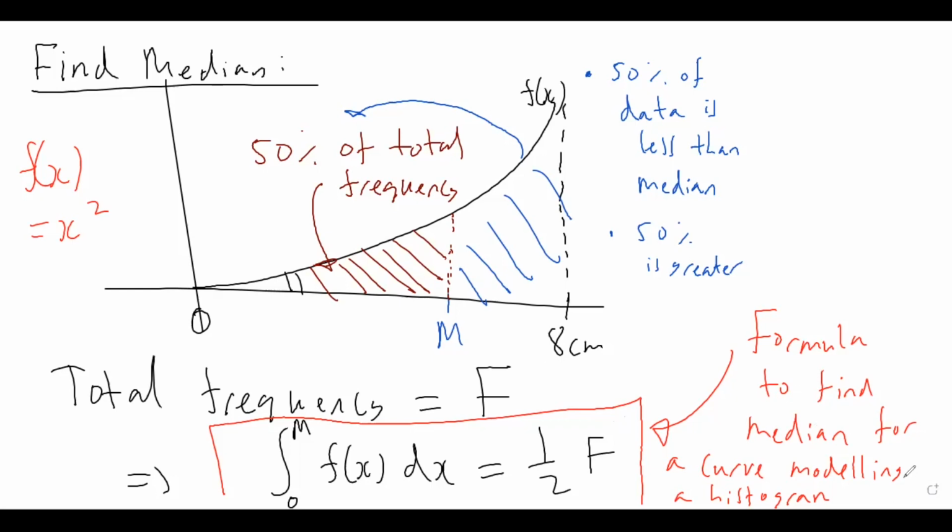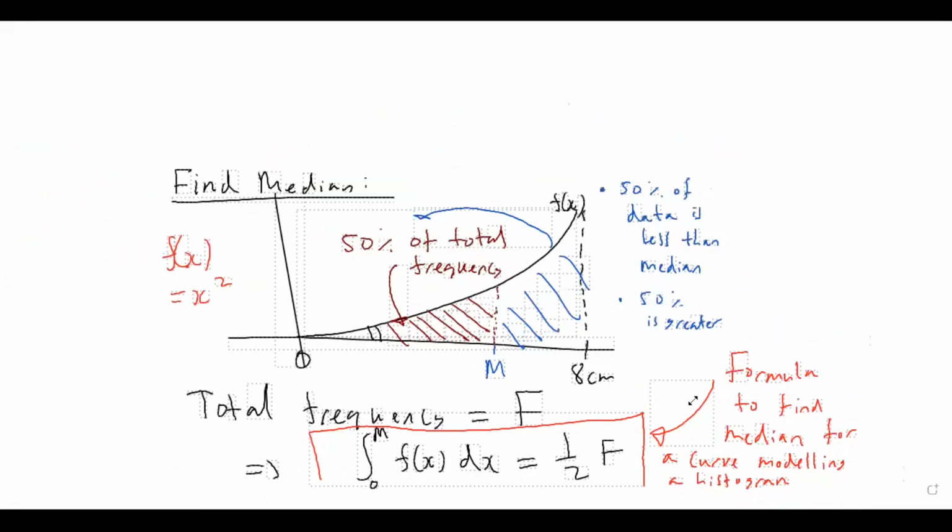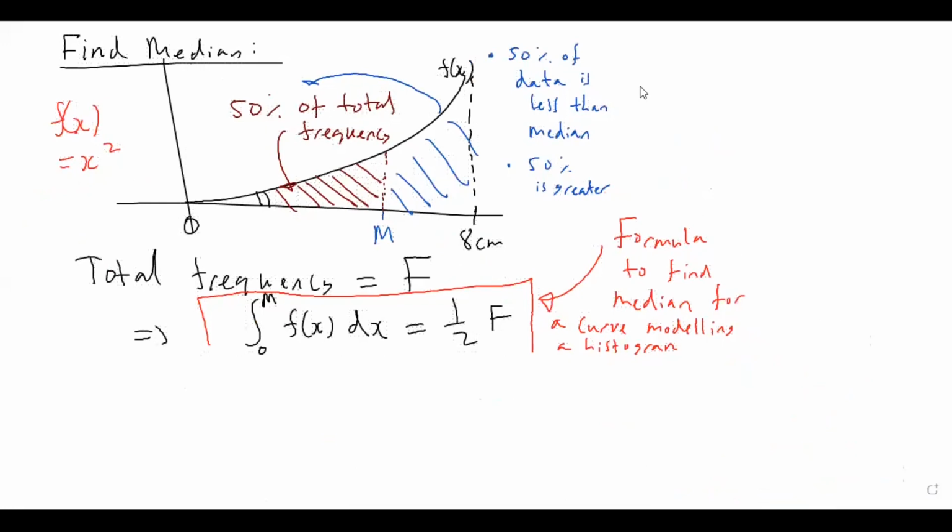So let's just say, for example, the frequency is still 256. Half of 256 is 128. So you're going to integrate x squared between 0 and m. I'm going to do this down here very quickly because I want to show you how it works in case you're a bit confused. Let me get the black pen. So it's going to be integrating from 0 to m of x squared with respect to x, and that's going to be half of our frequency.